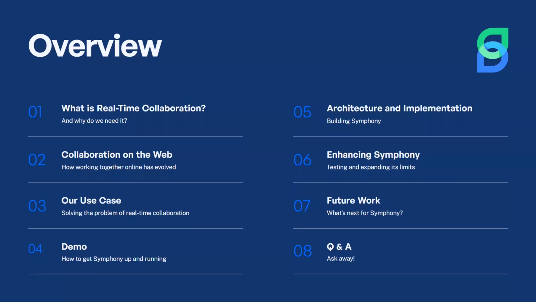Next, we'll talk about how we designed and built the Symphony prototype. The single server prototype of Symphony has its limits, however, so we'll then walk you through how we tested and scaled it. After presenting the final architecture, we'll talk about future plans for Symphony and then take some time to answer any questions from viewers.